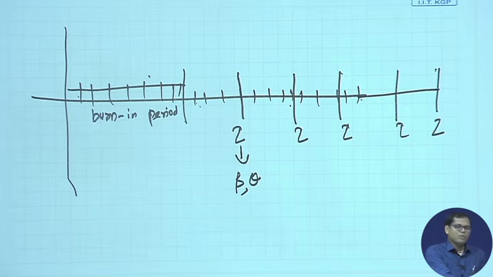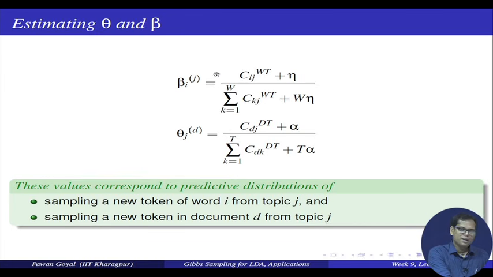So once you have this Z, how do you compute your betas and theta? That is very easy. We were actually using that to compute Z. So beta is the probability that a topic j is assigned to the ith word. This will be from the matrix CWT. So I will take C_ij^WT plus eta, divided by the sum over all words C_kj^WT plus W eta.